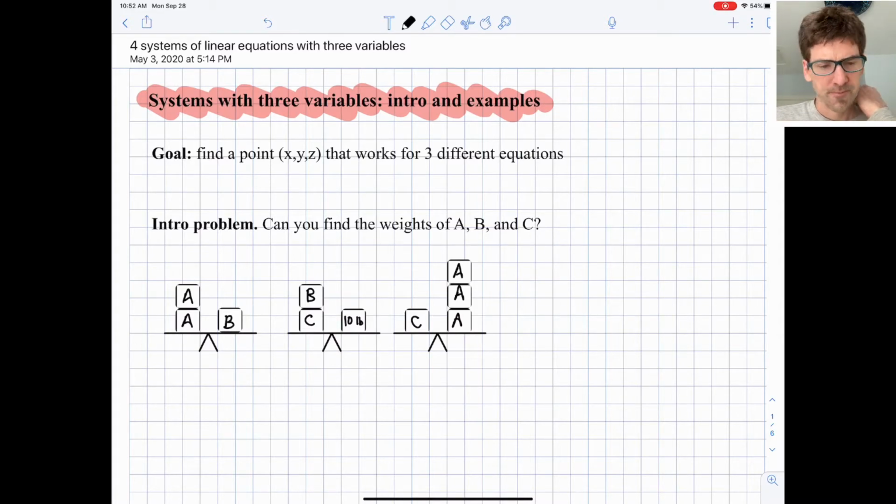different examples. So our goal when solving a system of equations with three variables is to find a point x, y, z, so an ordered triple, that works for three different equations.